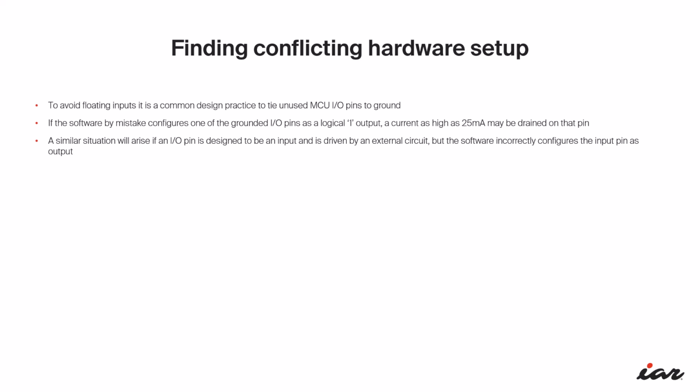If the software by mistake configures one of the grounded I/O pins as a logical 1 output, a current as high as 25 mA may be drained at that pin. This high unexpected current is easily observed by reading the current value from the power graph. It's also possible to find the corresponding erratic initialization code by looking at the power graph at application startup.